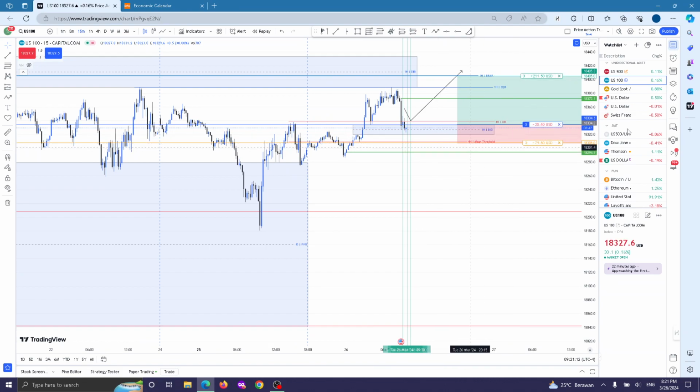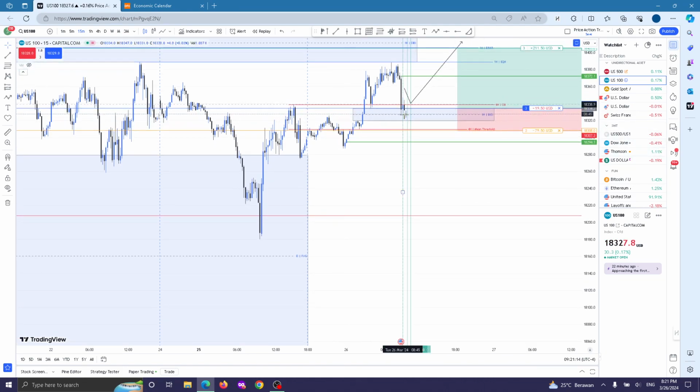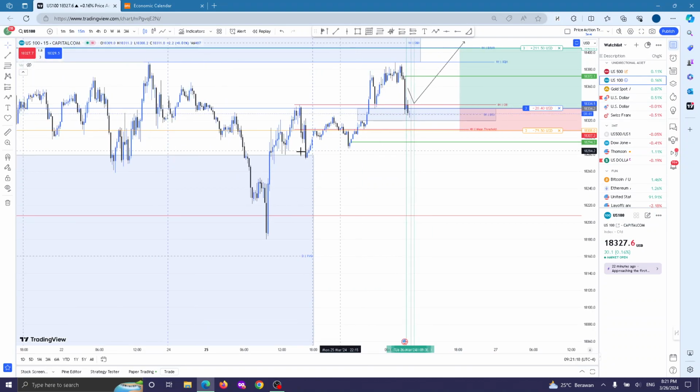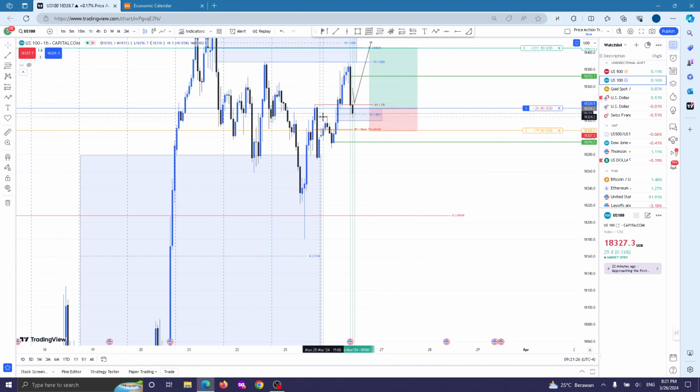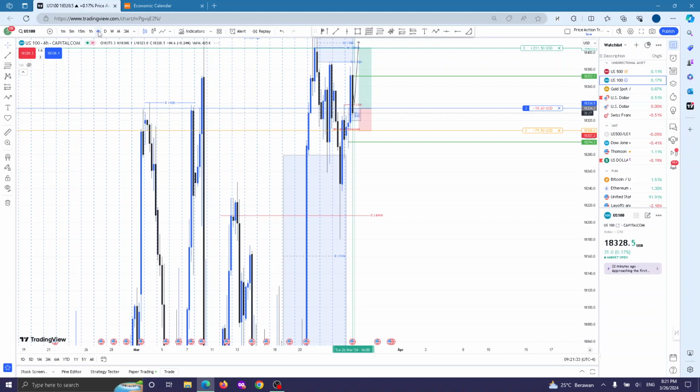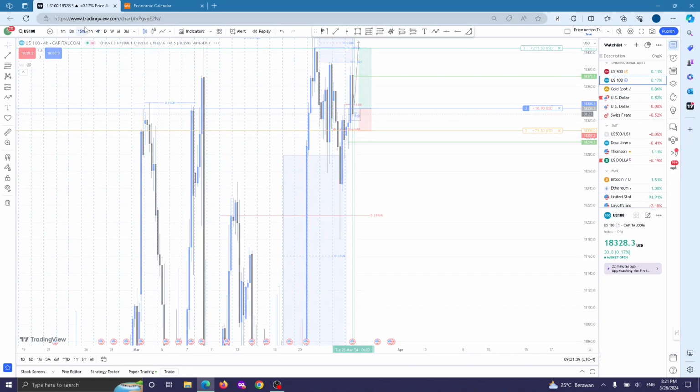I put my stop loss there, expecting price to not even hit this because this is a unicorn. I believe I saw a propulsion. No, there's no propulsion here. Oh yeah, we do. There's your propulsion block, mean threshold.